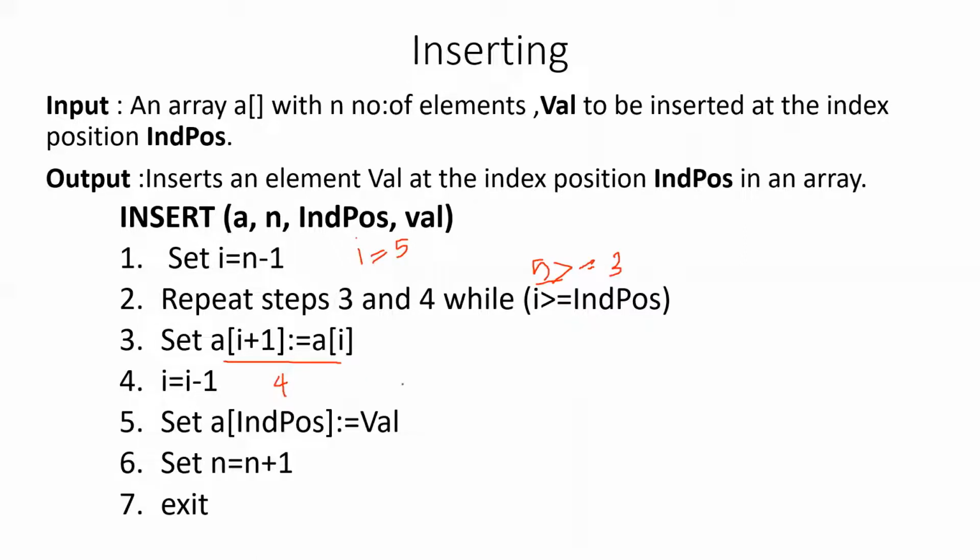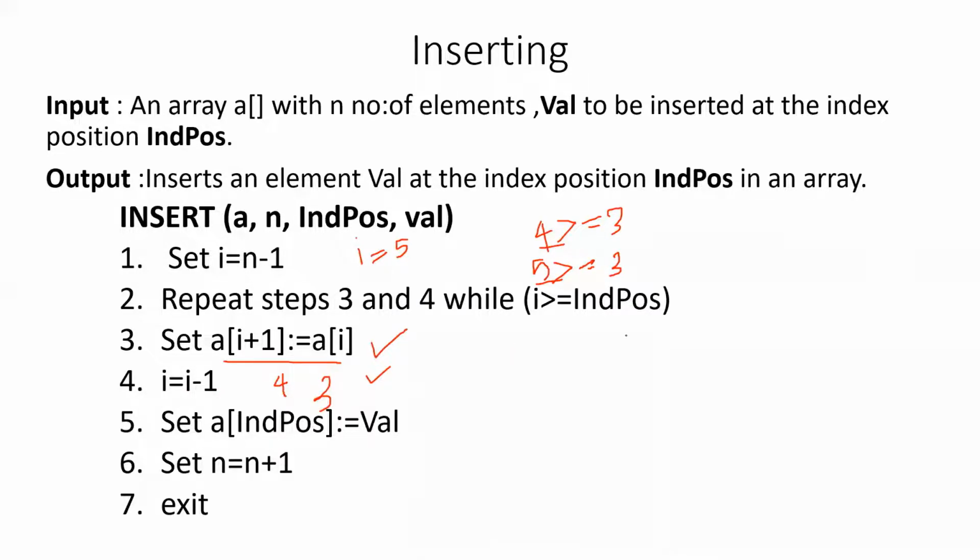Right? So again, we will move on and check whether the condition is satisfied. In the next iteration, we will be checking whether 4 is greater than or equal to 3. So 4 is greater than 3. So again, this line will be executed, and again, this line also will be executed. So what is the current value of I? Current value of I is 4. 4 will be decremented by 1. Now the new value of I will become 3.